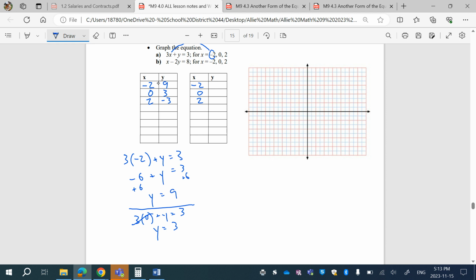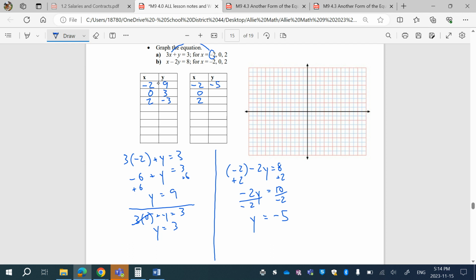Let's do this next one right here. So let's start with our negative 2: negative 2, subtract 2y equals 8. To get the y by itself, let's first start by adding 2 to each side. We get negative 2y equals 10. And now let's divide by negative 2 on each side. y equals negative 5. So that's that one right there.